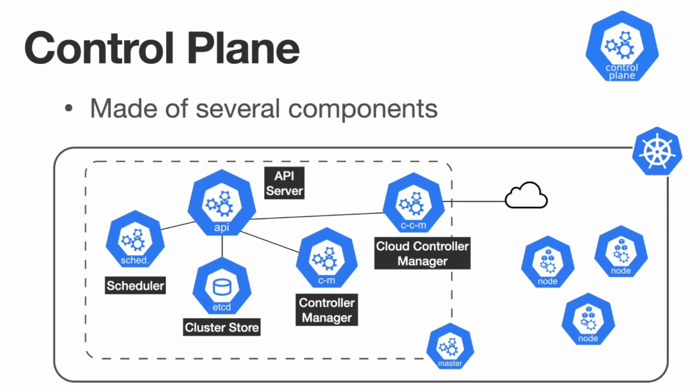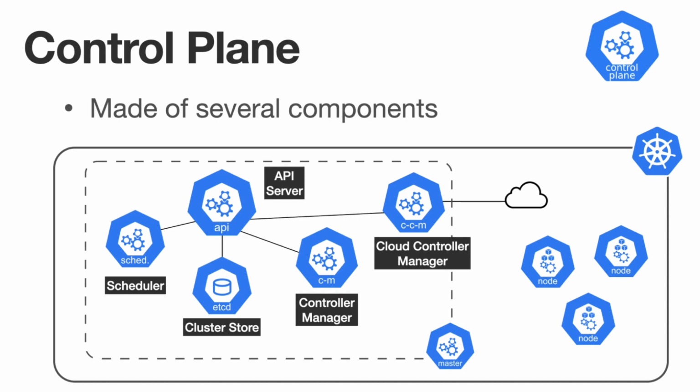Next is the cluster store. This is like the memory bank of the cluster. It stores all the important information about what's happening. Next is the control manager. The control manager is like the task master. It keeps an eye on everything that is happening in the cluster and makes sure everything is running smoothly according to the rules you have set.